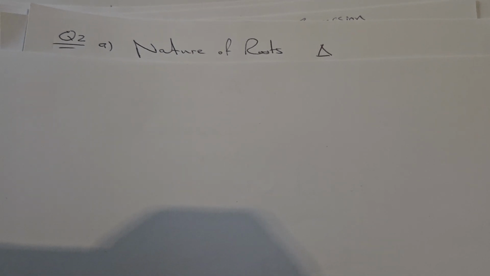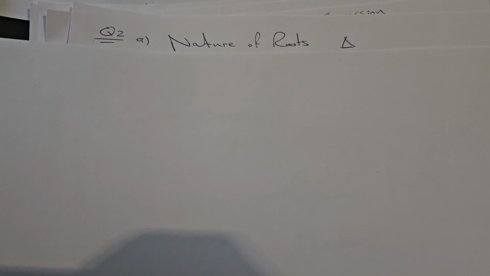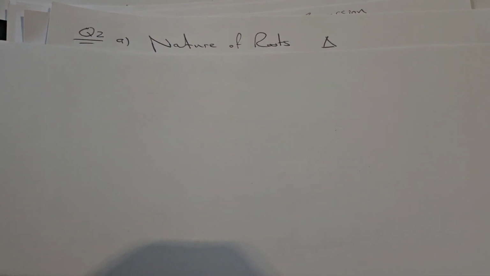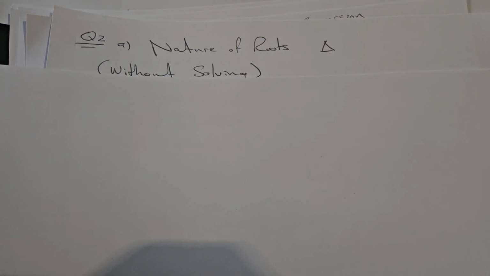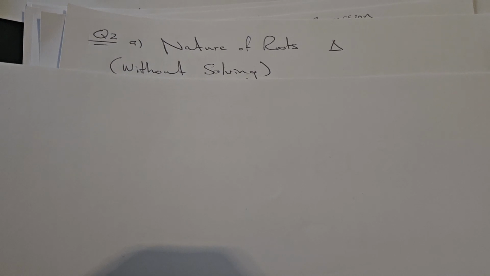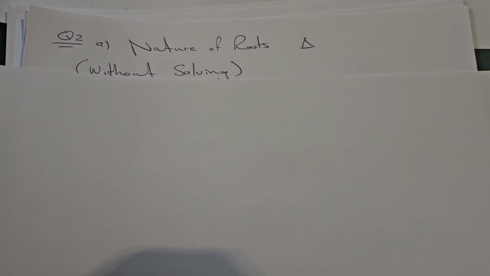Okay, so the next one, nature of roots. On questions involving nature of roots, what you're going to have to do is calculate the delta. Delta is equal to b squared minus 4ac. Also, if they ask you to state something about the roots or to prove something about the roots without solving, it means you are going to use this delta.